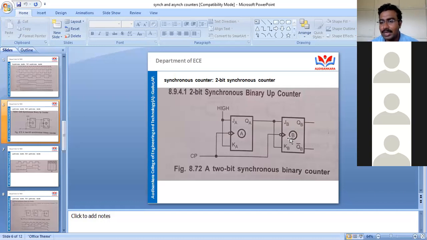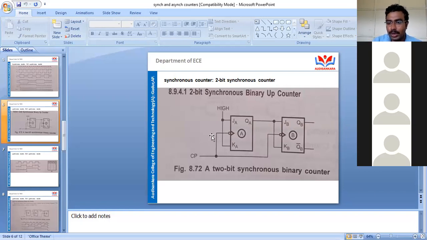But whereas in asynchronous counters, I will give triggering to the first flip-flop. It will generate output that has to move to the second flip-flop. Then based on that, the second flip-flop has to trigger. Again, it has to generate the output. That output is taken as clock to the third flip-flop. Based on that clock pulse, you have to trigger the third one. So it is a time-taking process.